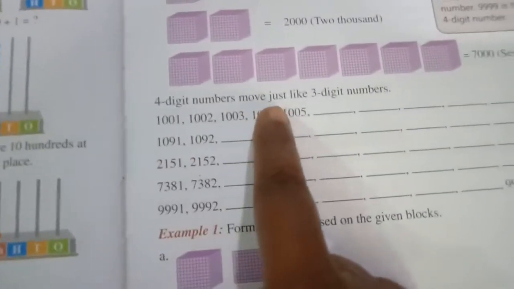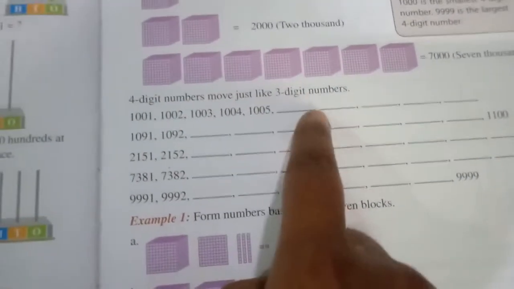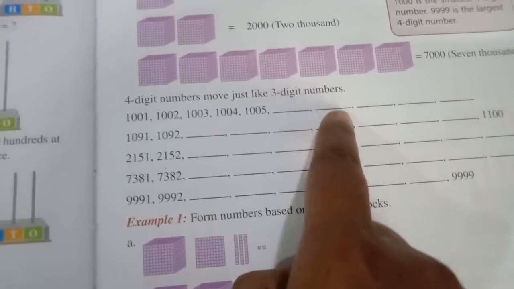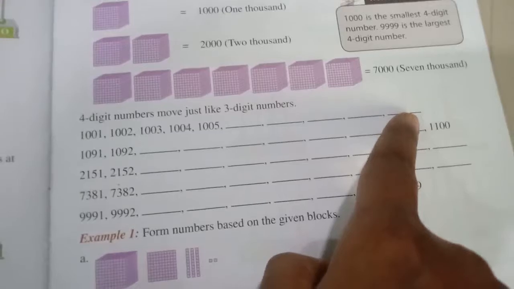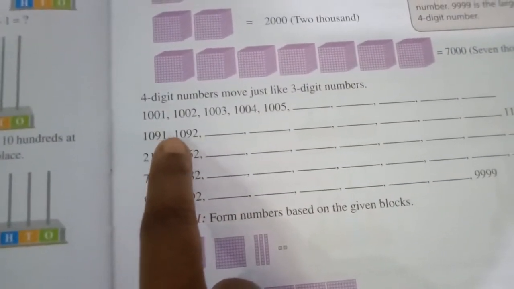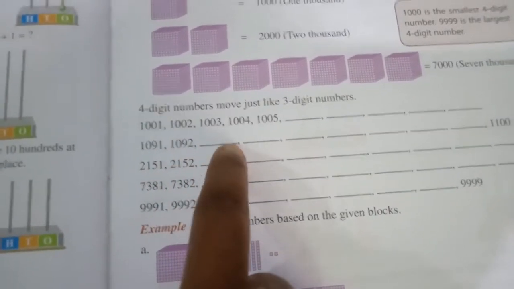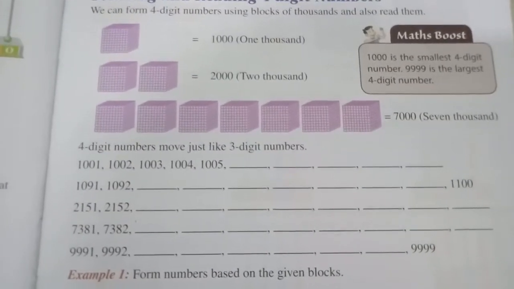Children, you should do this work. See, 4-digit numbers move just like 3-digit numbers. Yes or no? See, 1001, 1002, 1003, 1004, 1005. After that, 1006, 1007, 1008, 1009, 1010. Like that you should write. Here, 1091, 1092, 1093. Like that you should complete this. Okay? Complete it. This is your homework. You should fill this.